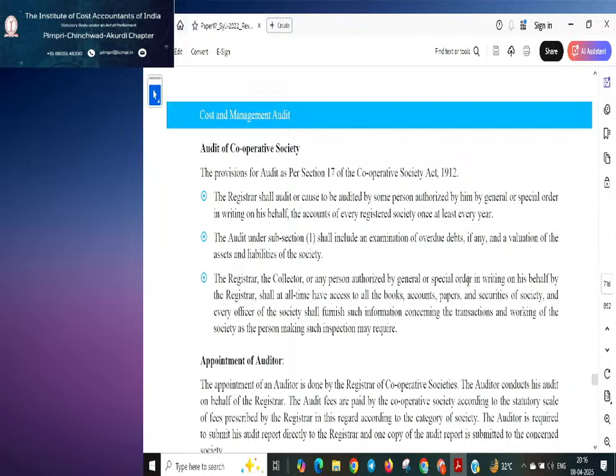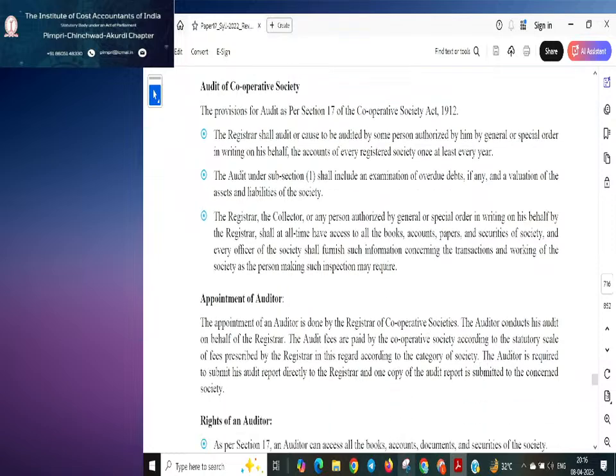Then coming to appointment of an auditor. Who has the right to appoint? Of course, the Registrar of Cooperative Societies will do the appointment of the auditor. The auditor will conduct his audit on behalf of the registrar. The audit fees will be borne by the cooperative society according to the scale of fees prescribed by the registrar.